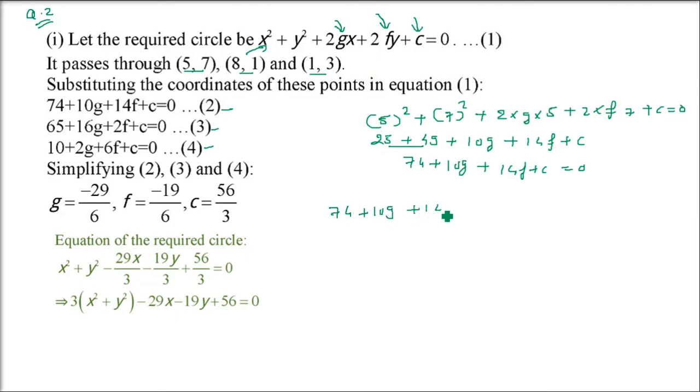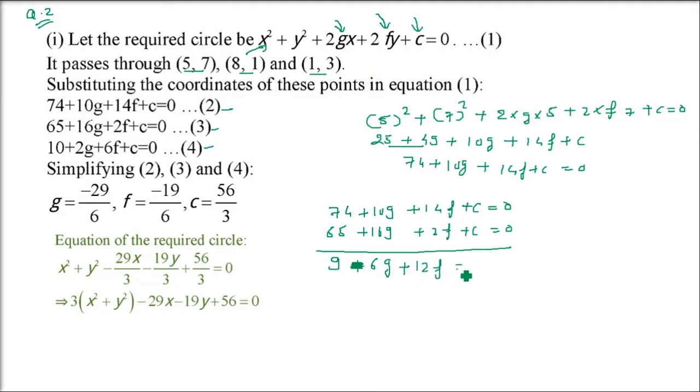We have 74 plus 10g plus 14f plus c equals 0. So you have 65 plus 16g plus 2f plus c equals 0. When I put 5 and 7, first equation. When I put 8 and 1, the second equation has come. Now subtract these two equations. So c and c get cancelled. 74 minus 65 is 9. 10 minus 16 will be minus 6g. Plus 14 minus 2 is 12f. And c gets cancelled. So this is one of the equations.